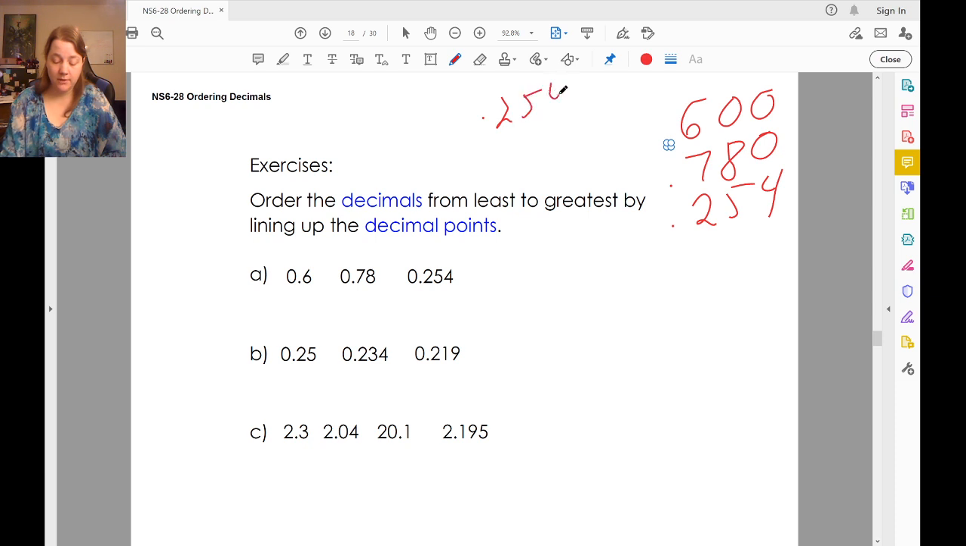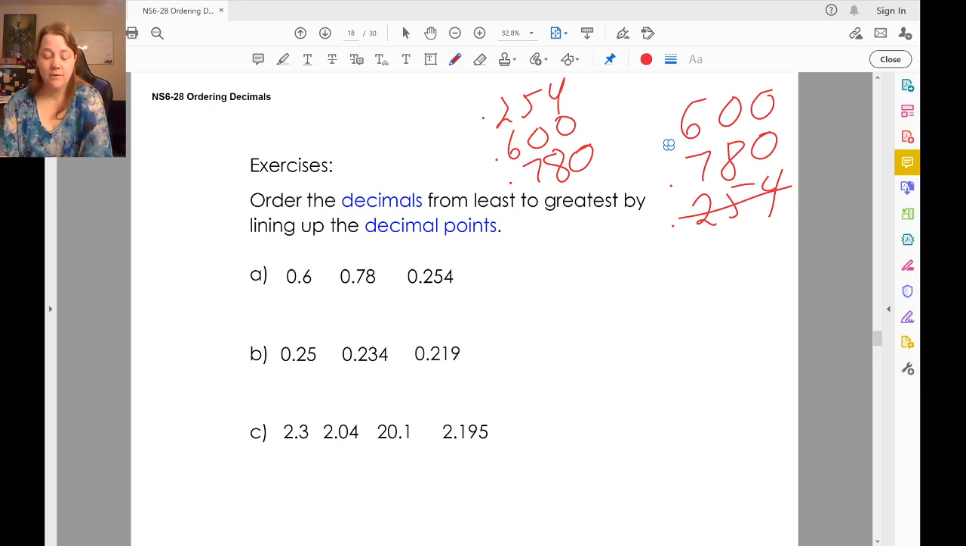0.254. What's the next smallest? 600 or 780? That'd be 600. Then the next smallest after that would be 0.780. Now, when we're actually lining things up, we want to go back and use the original numbers. So we want to get rid of any invisible zeros that we were using. And well, somehow I managed to erase the decimals too. And there is how we line it up.